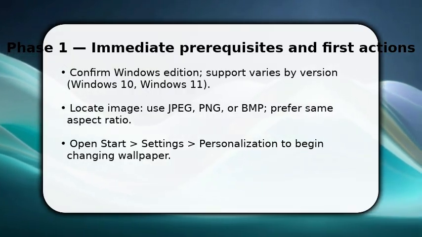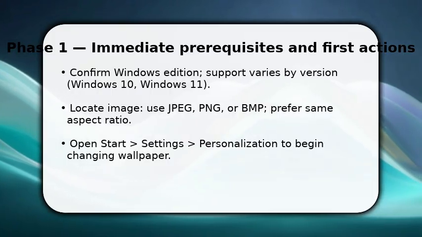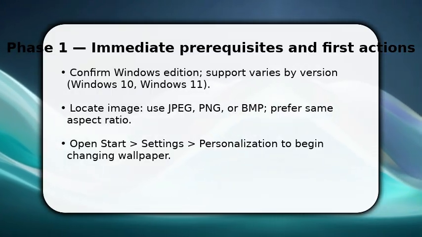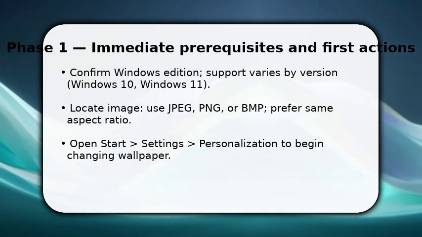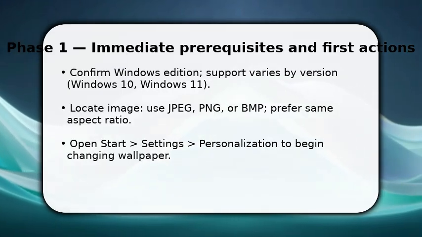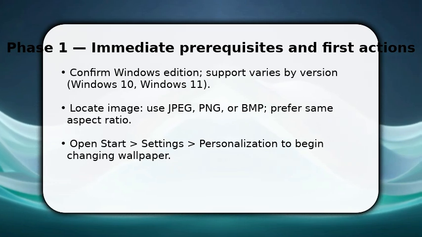Once ready, open Start, type Settings, then choose Personalization. You're already in the first actionable screen. Move to Background and keep the chosen image visible, so you can select it in the next step.